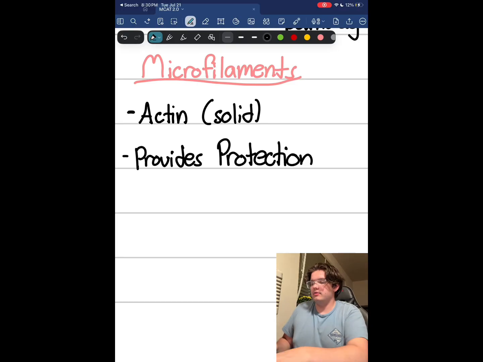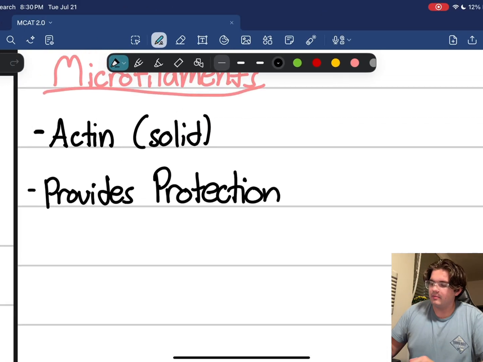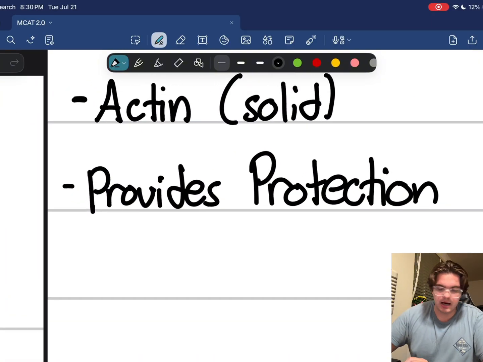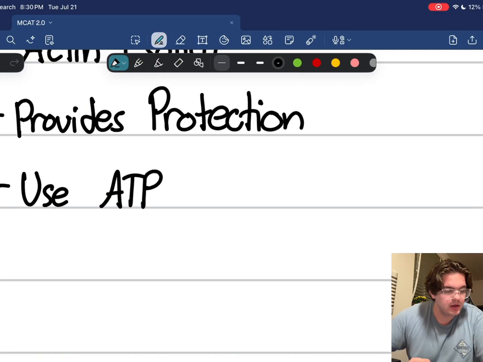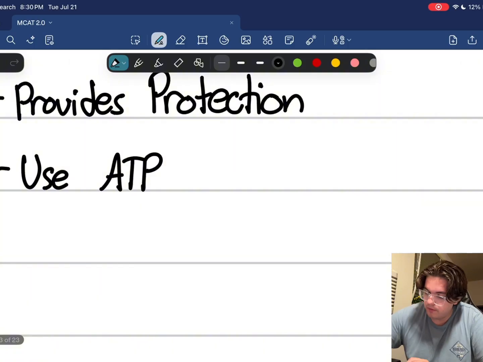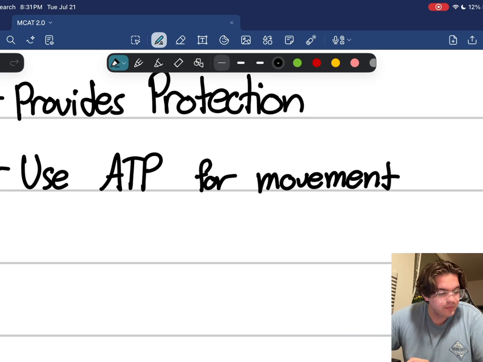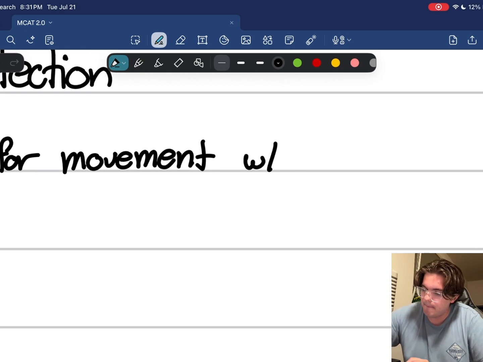And here, let me actually do this. I planned to do this from the start, but better late than never. So microfilaments, they provide the protection, and they utilize ATP for movement. I'm just going to say with myosin.